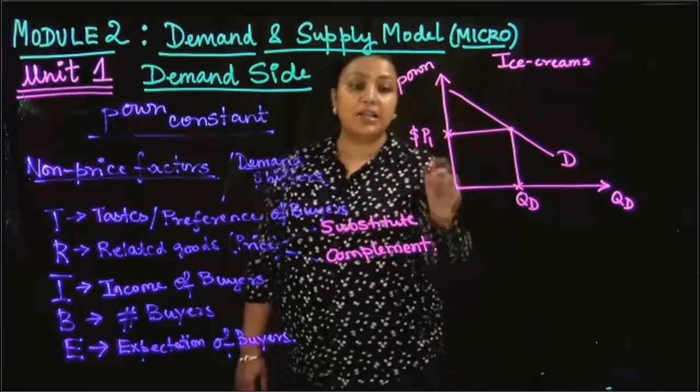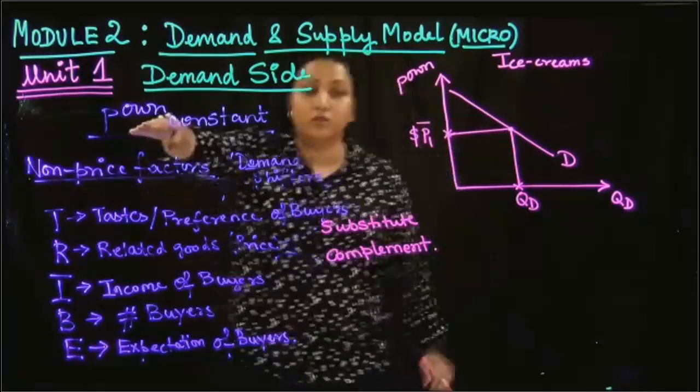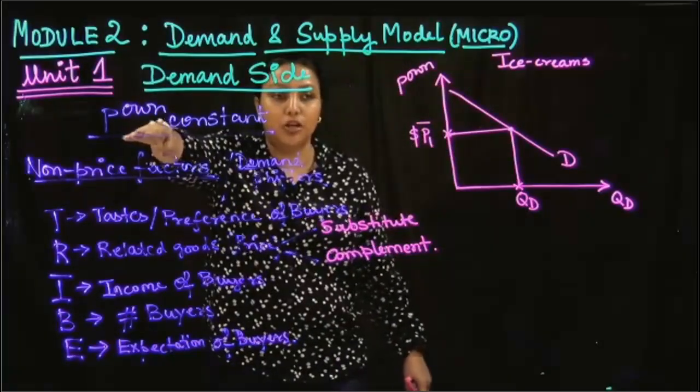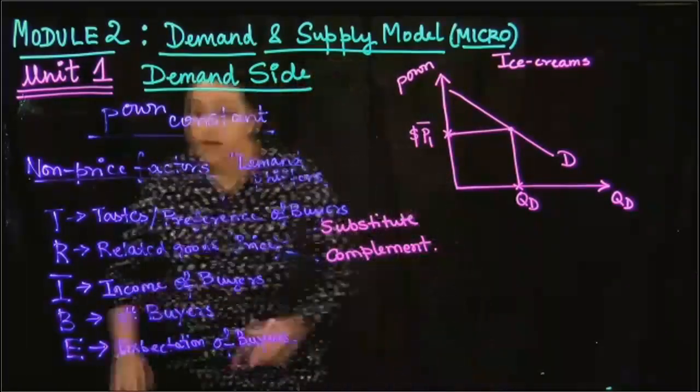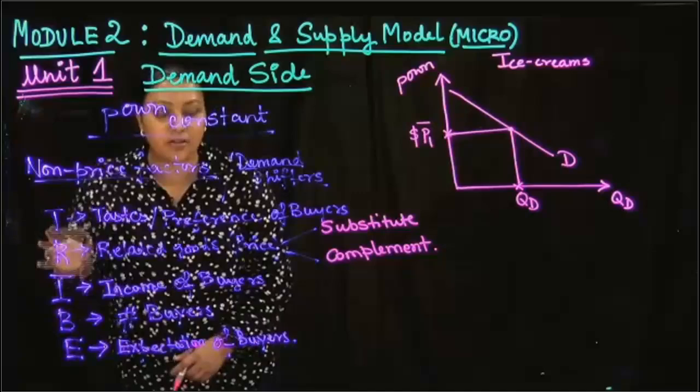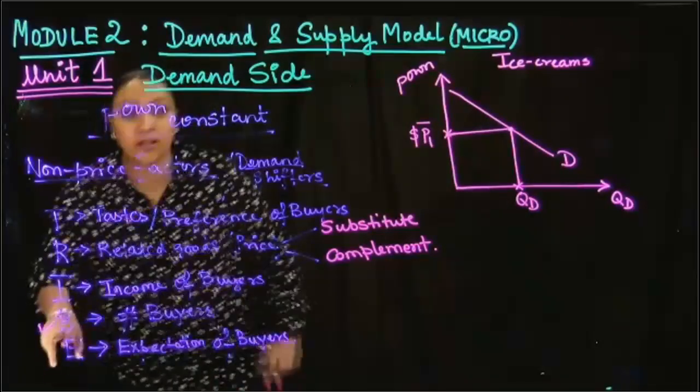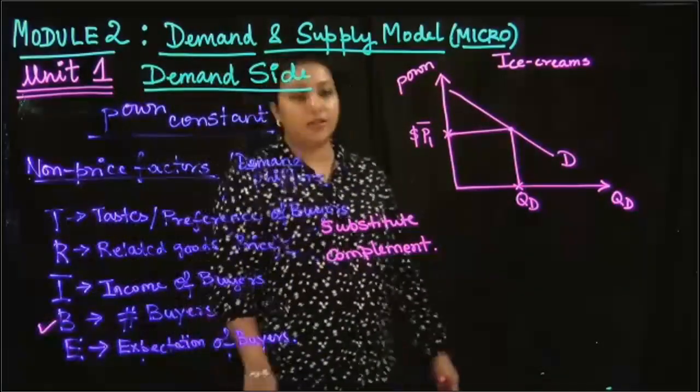Now let's say this initial price of ice cream is constant. So that is our first assumption. There is no change in the price of ice cream. But let's say some other non-price factor has changed. Maybe there has been an increase in the number of buyers of ice cream.